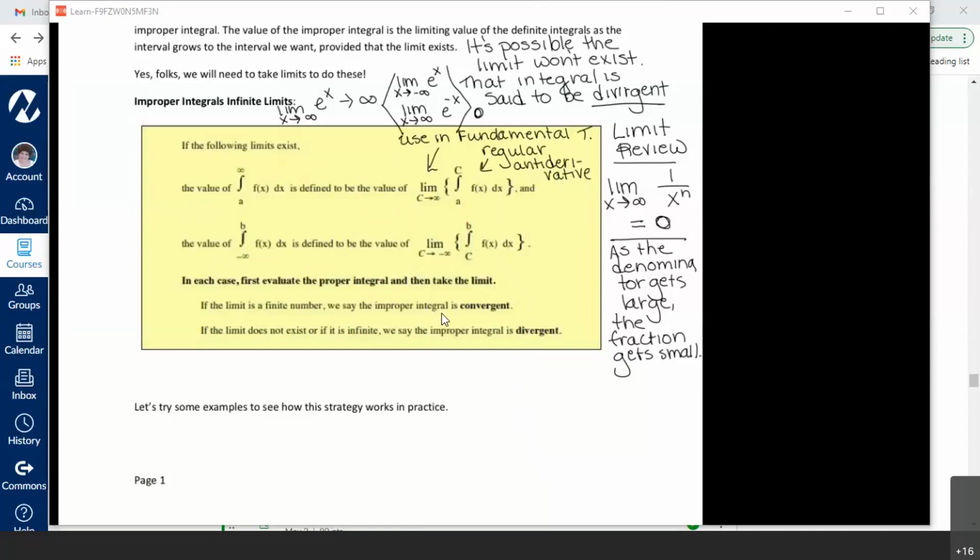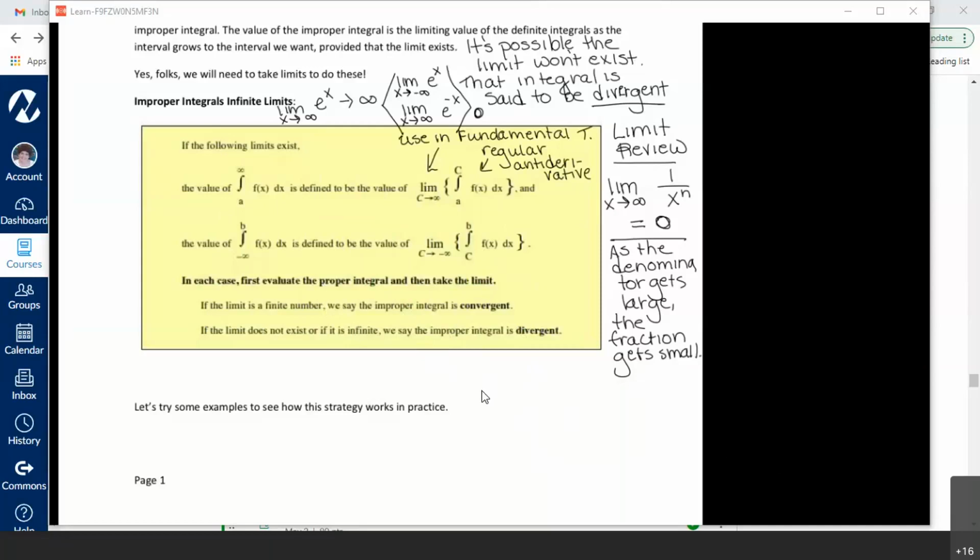Here are the terms I introduced before, except I can't spell. Convergent means you can get a value for the definite integral, and divergent means you either wound up with an infinite limit or the limit doesn't exist. In any event, you cannot get a value for the definite integral. That's called divergent. Any questions about the definitions in the box? We good?